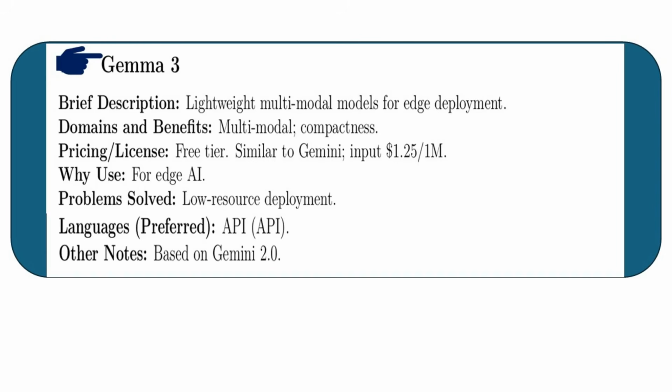Llama 3, lightweight multi-modal models for edge deployment. Multi-modal, the domain area benefits with compactness. It has a free tier similar to Gemini. Input is $1.25 per 1 million. Mostly used for edge AI, and resolves low resource deployment. The medium of interaction is API. It is based on Gemini 2.0. Now with this, we are at the end of models.